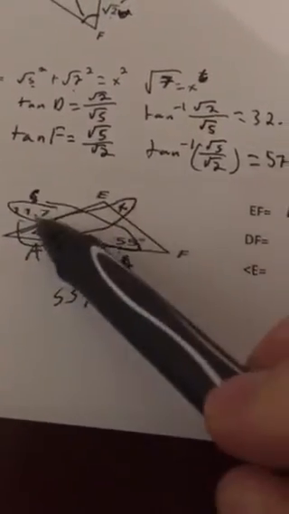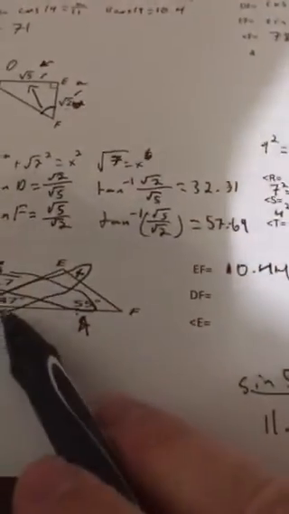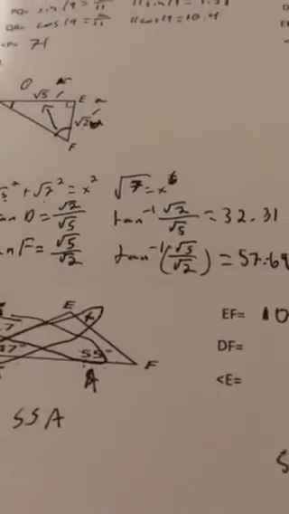Which does make sense, because if I look at how close these degrees are, this degree is a little bit bigger than that one, so my side length should be a little bit bigger in reference to the 55 degree, right? DF you have to do after you find angle E. Angle E is 180 minus 47 minus 55. So angle E is 78.